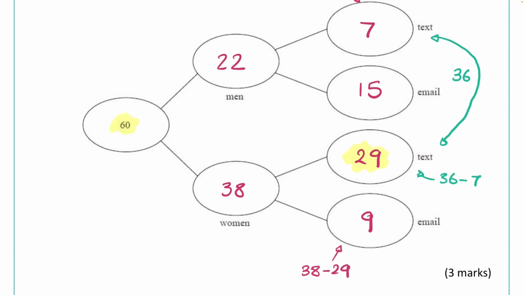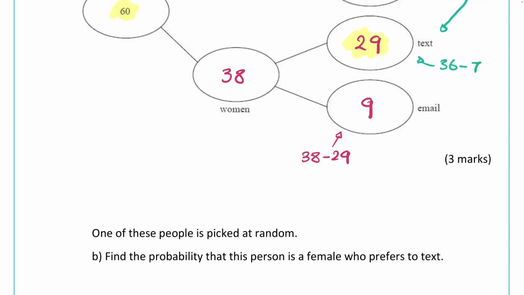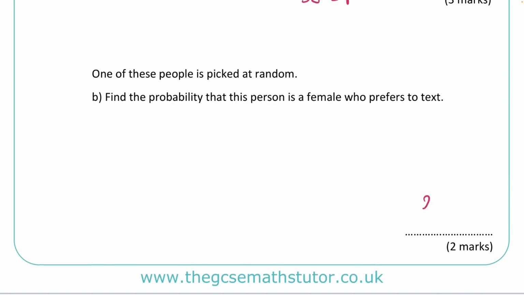It's not specified here that one of the men is picked or one of the women is picked. It says that one of the people is picked. So that's going to be 29 out of the original 60. And that'd be our final answer there, 29 out of 60.